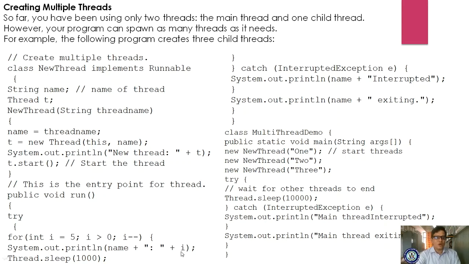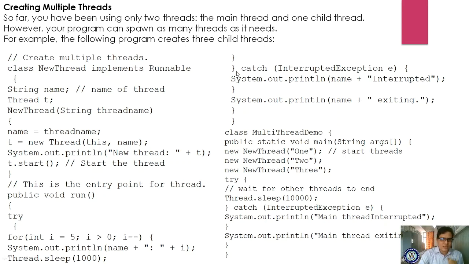Afterwards, what I am doing here is Thread.sleep(1000). Thread.sleep(1000) means I am making the thread wait for 1 second. 1000 means 1 second, right? So after displaying 5, it will wait for 1 second. Got it? So that is the block in which I have written the code.